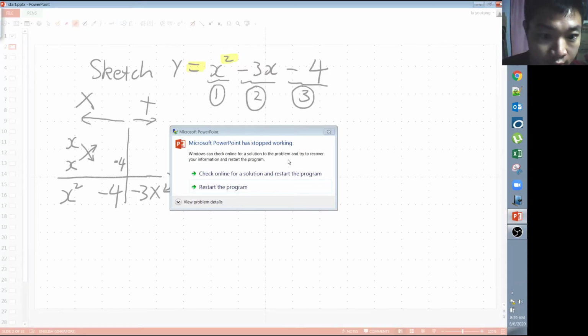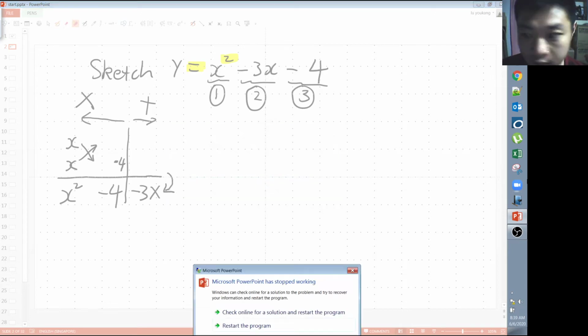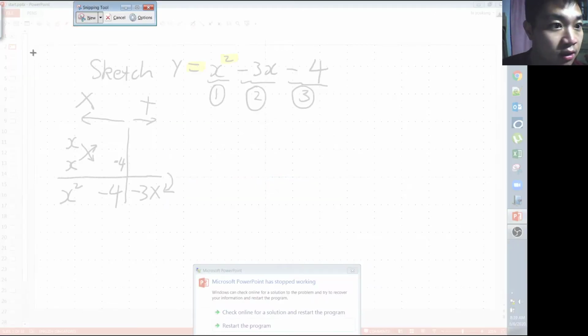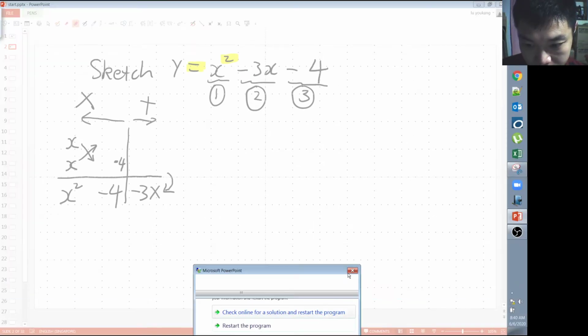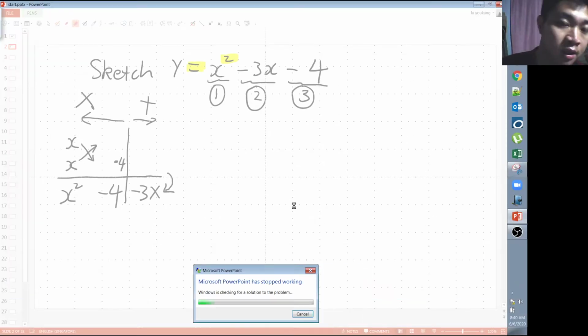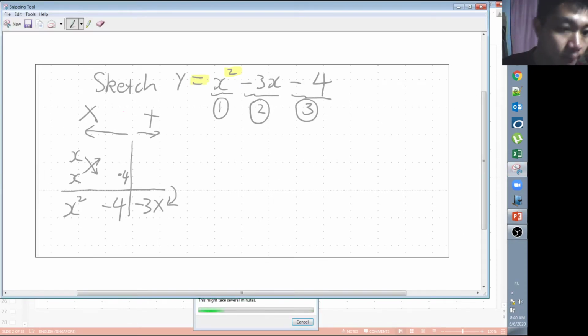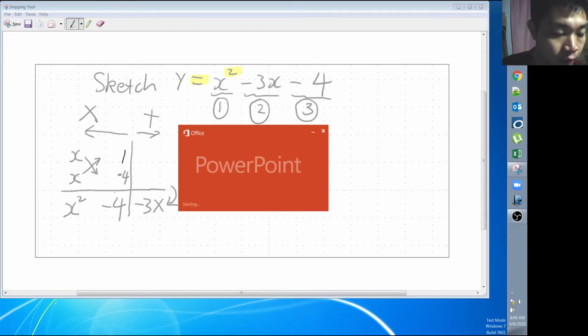Something is not right. Before I get rid of this, I got a screenshot, so I can actually continue from here. So we were talking about having this combination of 1 and minus 4 here, right? So 1 and minus 4 gives you minus 4 when you times them together.